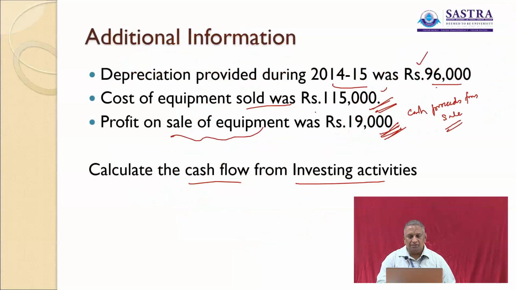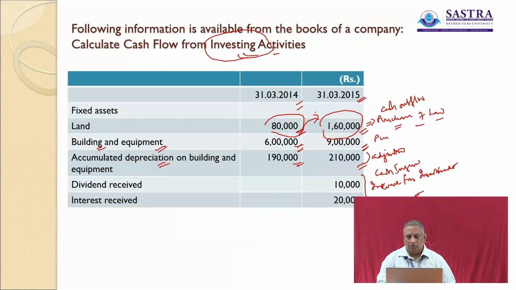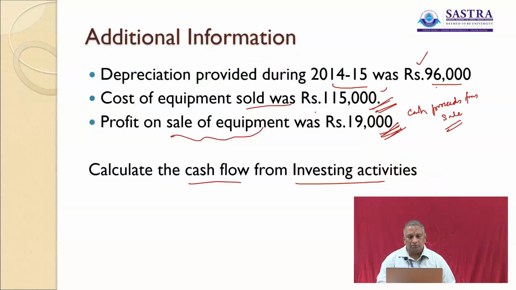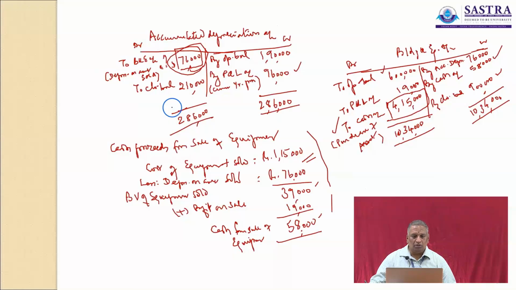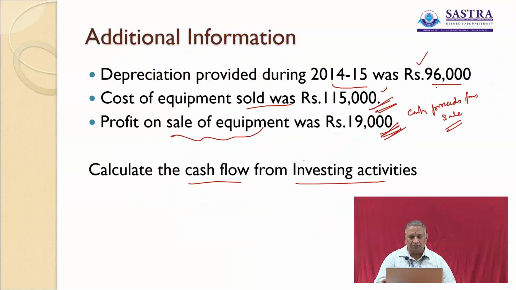So the procedure is, first we have to calculate depreciation on assets sold, and using that amount, the book value of equipment sold is to be calculated, taking into account the cost minus the depreciation on assets sold. You get the book value. That means this is the worth of the equipment on the date of sale. And the profit of 19,000 was made, as given in the question.